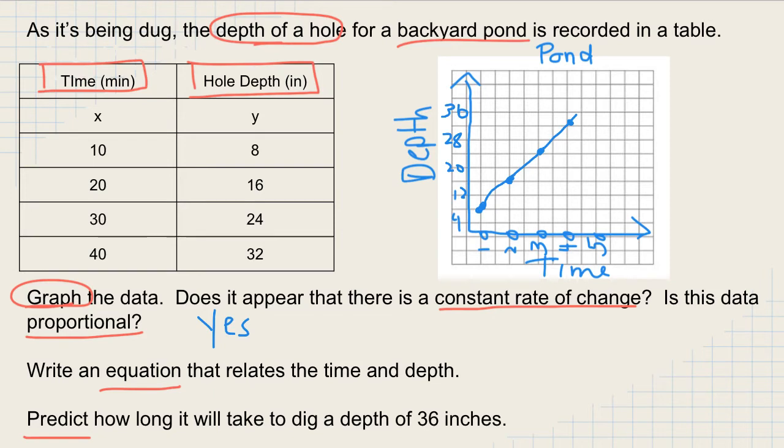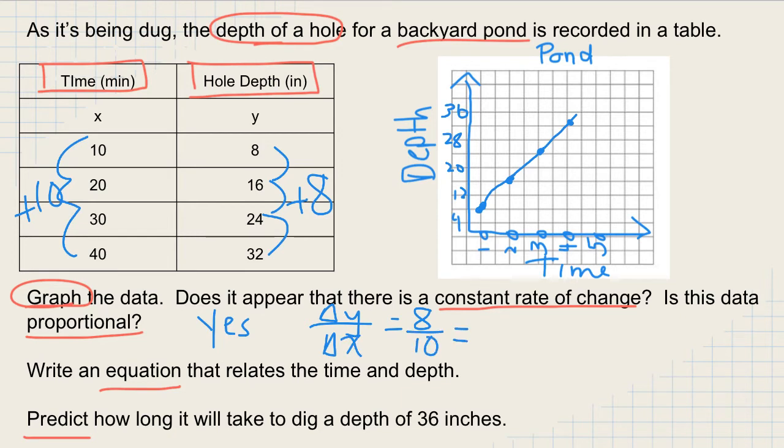Plus, if I wanted to figure that out, it appears that I am skip counting by 8 every time on the hole depth. So my change in y is 8, and I am skip counting by 10 every time on my change in x. So actually my constant rate of change would be 4 inches for every 5 minutes.